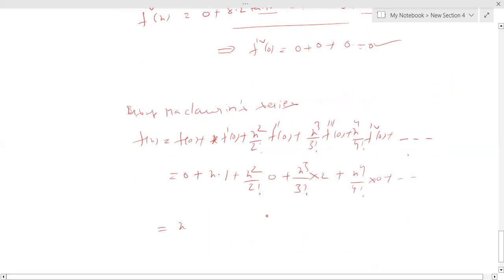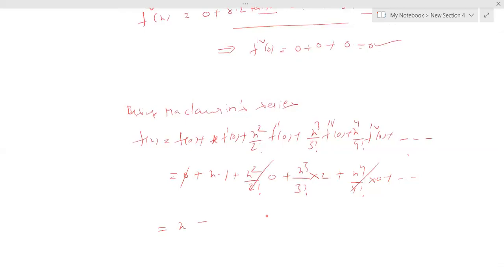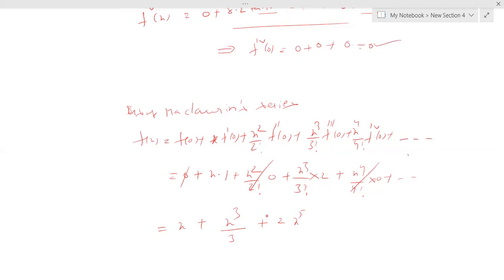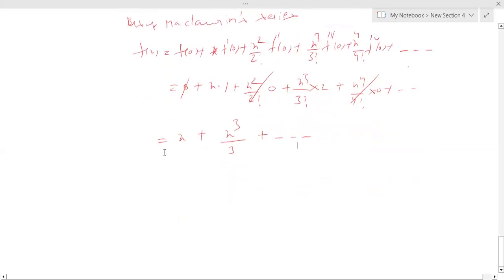Finally, we get this term 0, even powers all disappear. Only odd powers remain. x into 1 is x. Here 3, 2 means x cube by 3. Next, the fifth term, x power 5 with some coefficient, I think 2 by 15 or something. Don't bother about it, just simply write down and so on. This is the tan expansion.